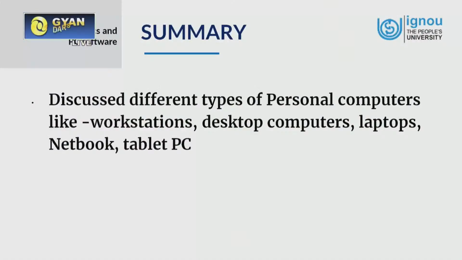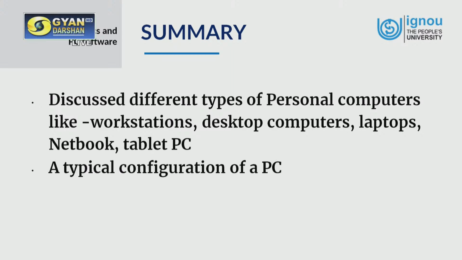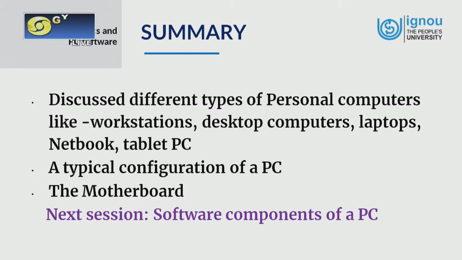So let us summarize what we have discussed. We have different types of personal computers like workstations, desktop computers, laptops, notebooks, tablet PCs, etc. We have discussed a typical configuration of a personal computer. And we have seen the most important part where everything is fitted in: the motherboard of a computer. In the next session, we'll talk about the software components of a PC.